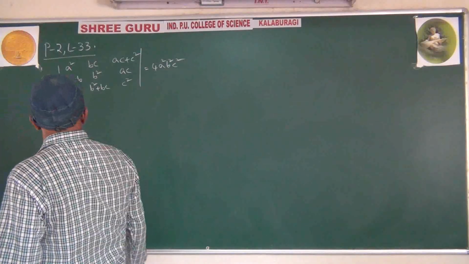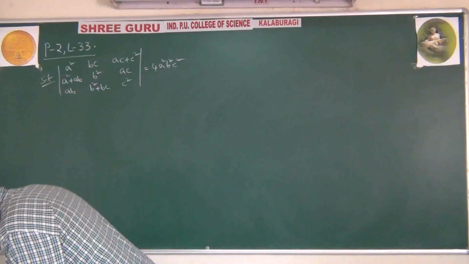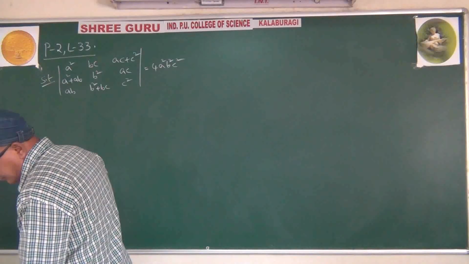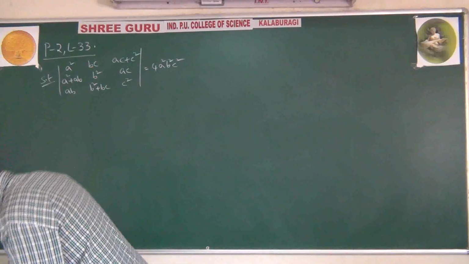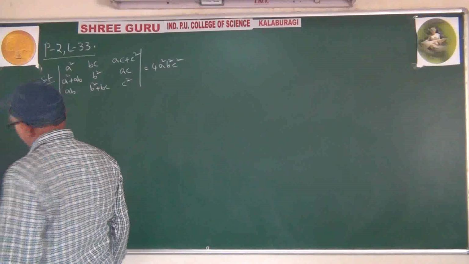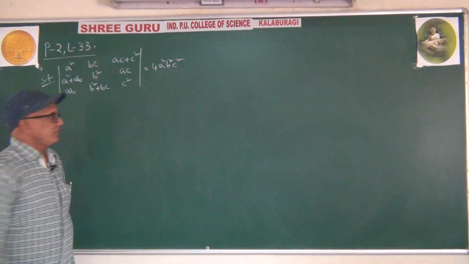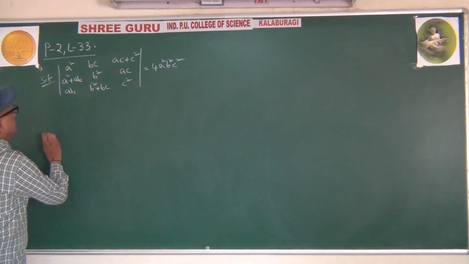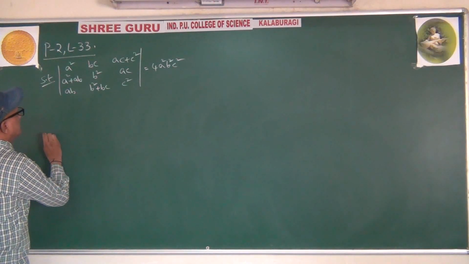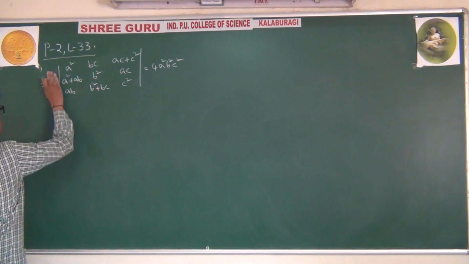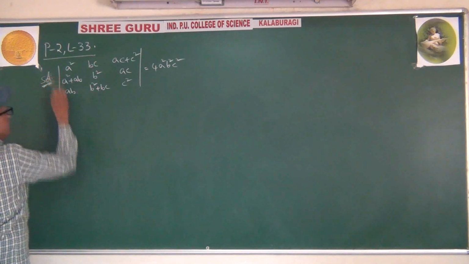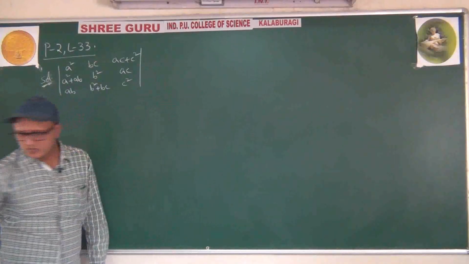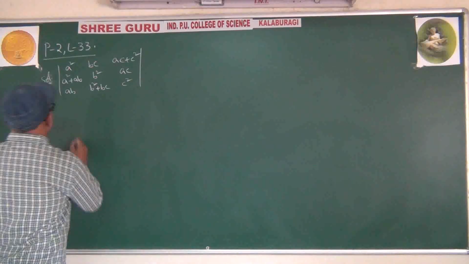The determinant with rows a square, bc, ac plus c square; a square plus ab, b square, ac; ab, b square plus bc, c square equals 4a square b square c square. So here what I am doing, solution. 4a square b square c square is the answer. That we have to do.